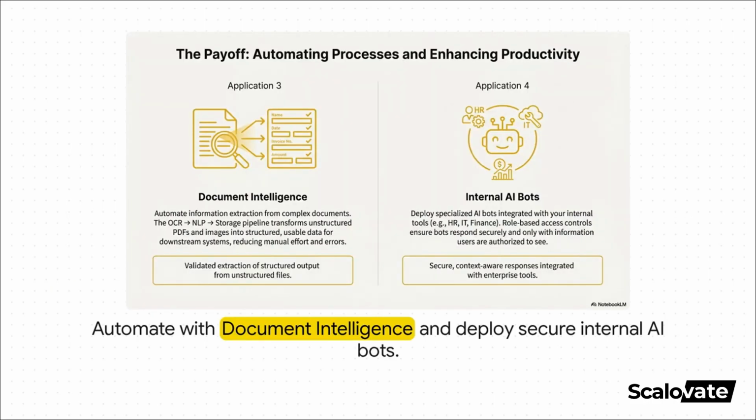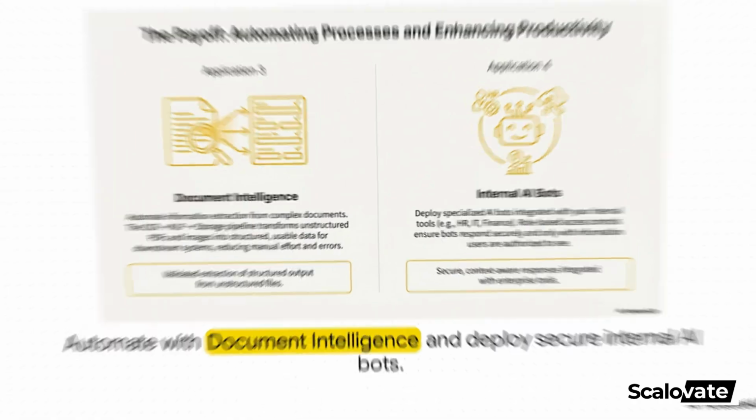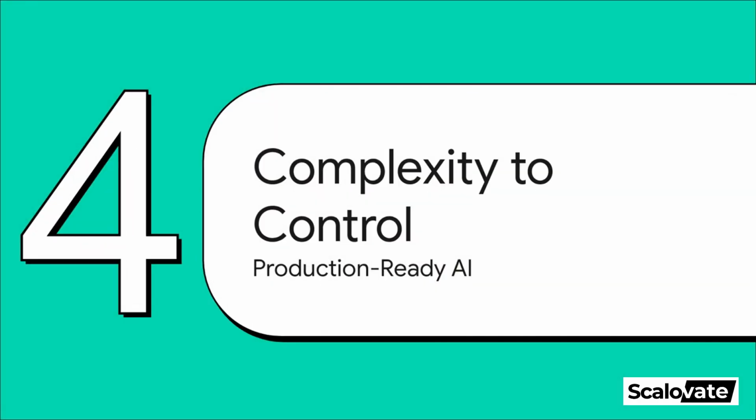The payoff is also huge for automation. An app for document intelligence can automatically read invoices or contracts and pull out all the important info, saving people just countless hours of boring work. Or you could build specialized AI bots for HR or IT, giving employees instant, secure answers to their most common questions. So we've gone from this massive hidden complexity to a structured, layered stack, all the way to real-world applications.